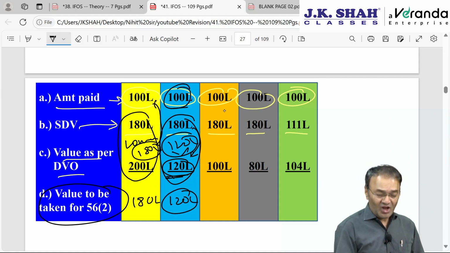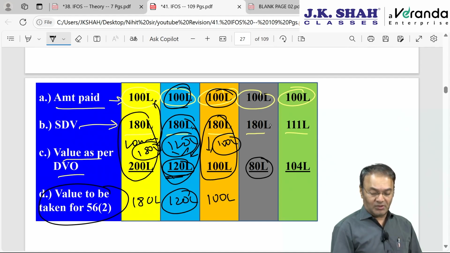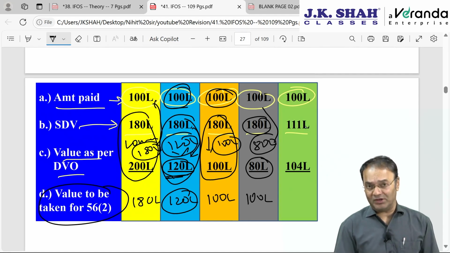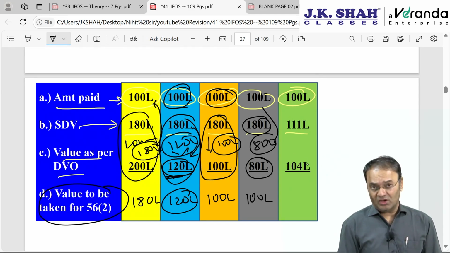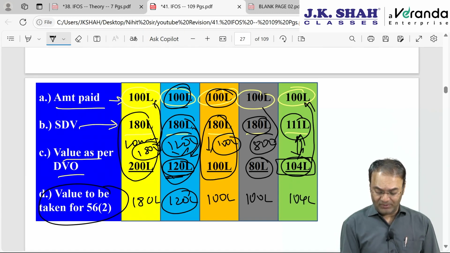Third example: according to the assessee, he has sold it for 100, the stamp duty value is 180, and the valuation officer says 100. In such a situation, first step, 180 versus 100, whichever is lower, 100. 100 versus 100, whichever is higher, 100 will be taken into account. Fourth example: according to the VO, it is 80. Such an order the VO will not pass, but in such a situation, 180 or 80, whichever is lower, 80. 80 versus 100, whichever is higher, 100. And the last example, 100 and 111. Here the stamp duty value has changed as compared to the previous 4 examples, 111. The AO referred to the VO, and the VO says 104. 104 versus 111, whichever is lower, 104. 104 versus 100, whichever is higher, 104 will be taken into account.